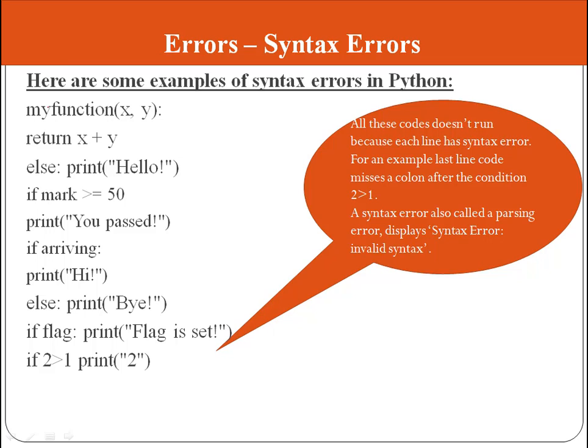Let's see more examples over here. First, you have defined my function. So this is an indentation error because return is part of this. Similarly, in each and every line you will see there is a problem, right? In the last line, if you look at it, if 2 is greater than 1, print this, right? So there is a mistake. Why? Let's see. The last line of code misses a colon, so you have not put the colon over here after the condition, which means this is a syntax error and it will be invalid syntax.